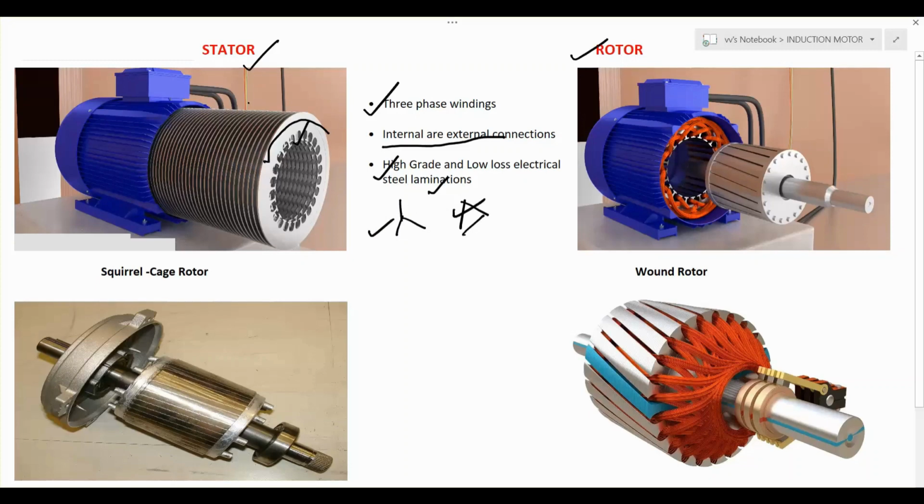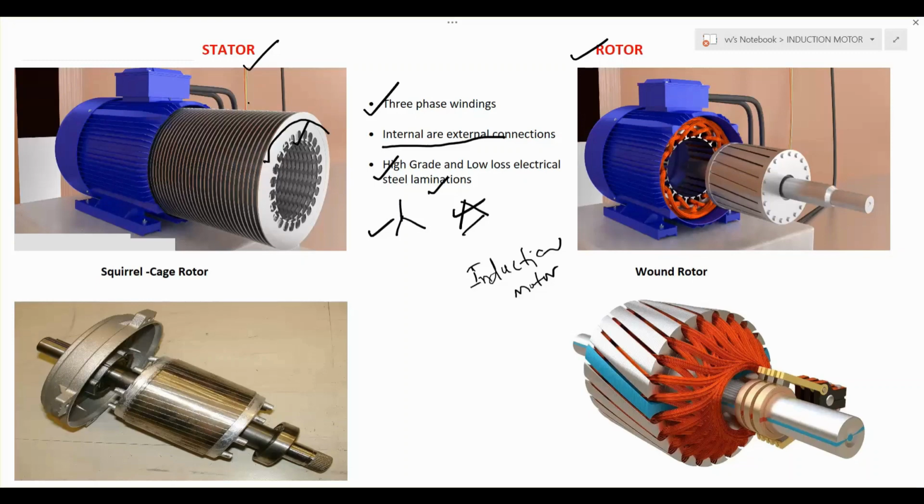And coming to the rotor part, it is a rotating part as shown here. The rotor gets the energy from the stator by means of induction. That's why it is called an induction motor. The principle of the induction motor is electromagnetic induction. This is the same principle we use in the transformer also. In the transformer, the secondary winding gets the energy from the primary through the magnetic core. Here the rotor gets the energy from the stator by means of induction.